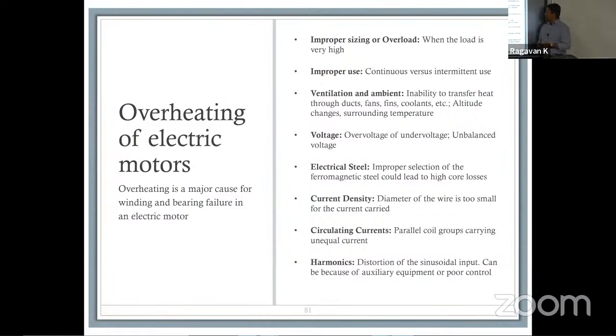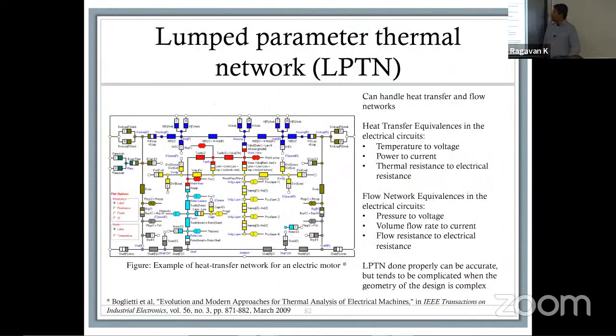Ventilation or ambient conditions: where are you going to be? Altitude change, like I said, if you're going to be at sea level versus on a hilltop, you need to plan for that. Overvoltage, the seal selection, current density, circulating current, harmonics. All of these issues cause heating. All of these issues are based on choices that an electrical designer is going to make. There are many ways to do this.